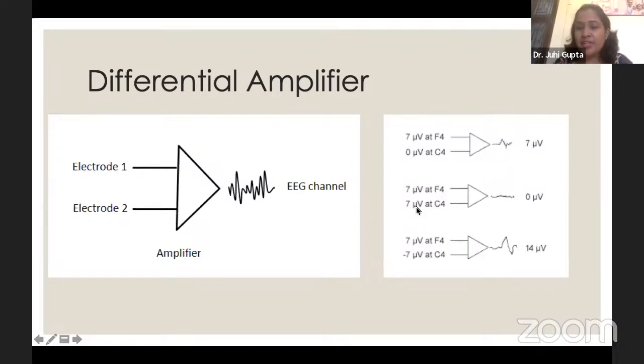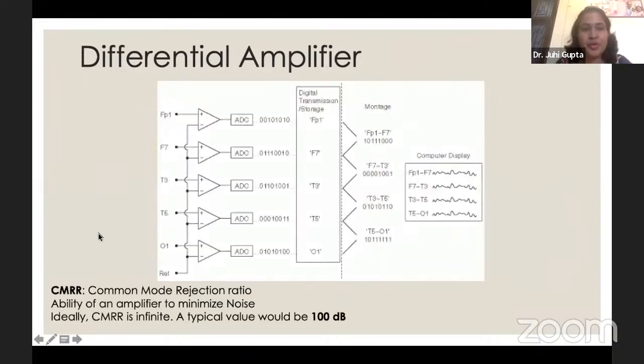If the voltages at both electrodes are similar, it will not show any deflection. And if it is negative 7 microvolts at the second electrode and 7 at the first, it will show a bigger deflection. So differential amplifier means that it is showing you a differential output in reference to another electrode. So these are the electrodes which have a common reference, which is here, the reference. And the amplifier is actually subtracting that reference from each and then showing you a display. We'll discuss more about it.